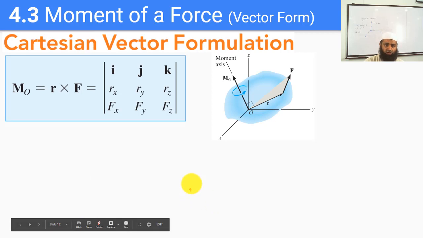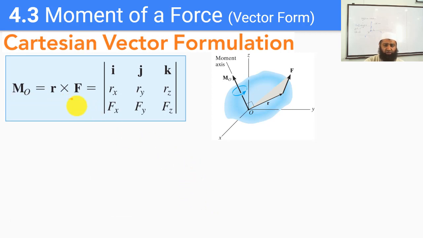Okay, so the Cartesian vector formulation, as we have already seen, is that the moment is equal to the position vector times the force, and the position vector is measured from the point where we are calculating the moment to the point of action of the force.